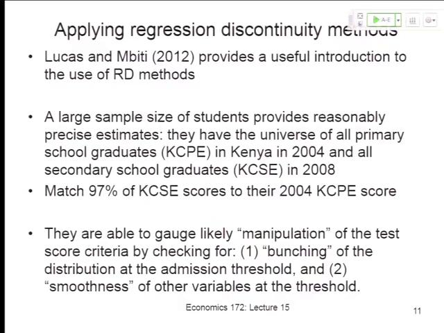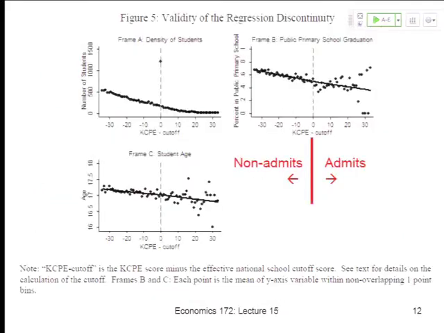The other way you can get at manipulation is by looking at other variables. So if you think that different types of people are systematically able to cheat and just get over the threshold to qualify, then you might see that the characteristics of the winners on the right side of the threshold and the losers on the left side would differ significantly. Okay. Anyway, we didn't quite get to all this last time.